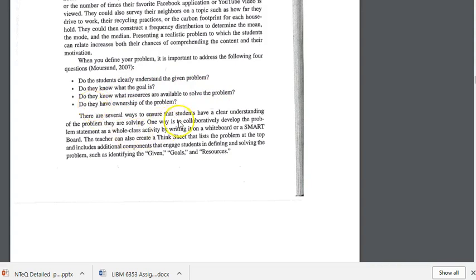There's several ways to ensure that students have a clear understanding of the problem they're solving. One way is to collaboratively develop the problem statement as a whole class activity by writing it on your whiteboard or smartboard or whatever board you use. The teacher can create some type of think sheet that lists the problem at the top, and it includes additional components that engage the students in defining and solving the problem, such as identifying the given, the goals, the resources.